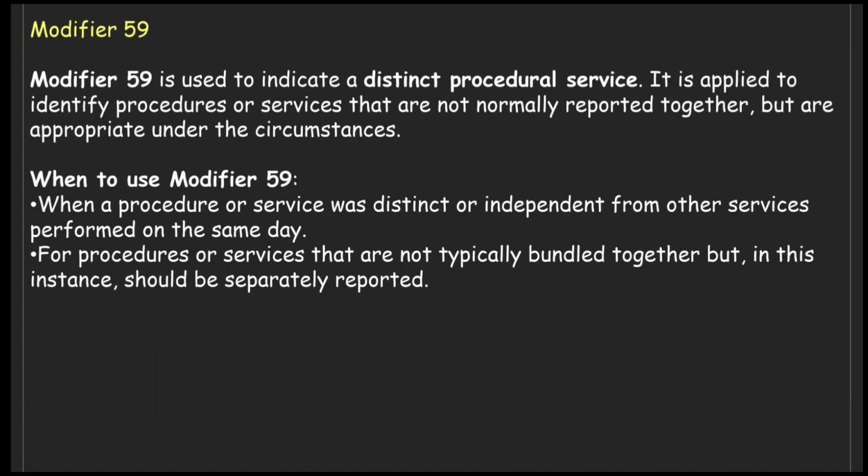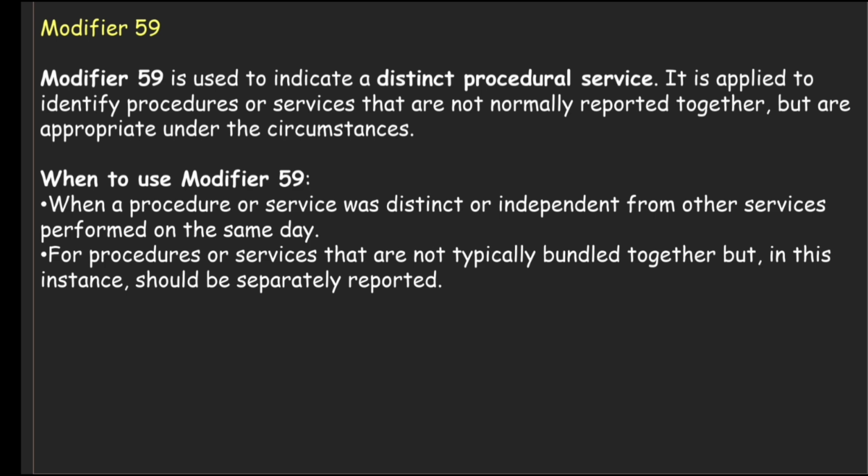Next, modifier 59. This is a very commonly used modifier. Modifier 59 is used to indicate distinct procedural service. So, we need to understand when it is applied. It is applied to identify procedures or services that are not normally reported together, but are appropriate under certain circumstances. Please take notes. Let us see when to use modifier 59.